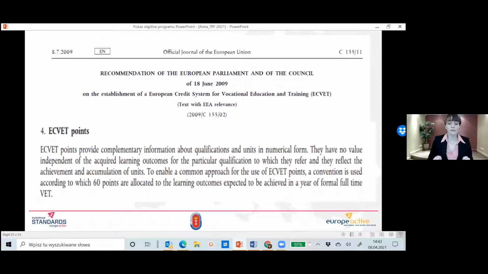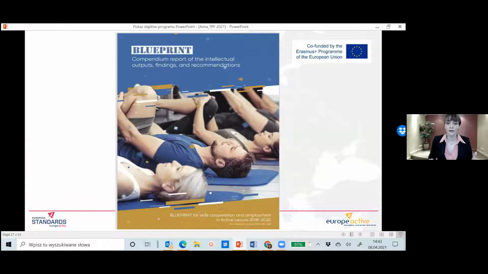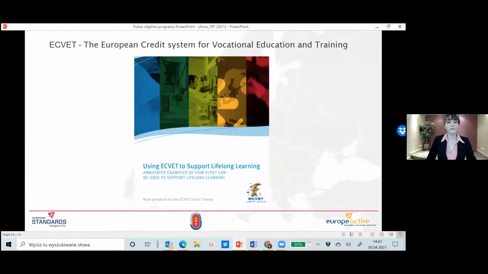And we want to use credit points, educational points, for example, from the recommendation from 2009 about ECVET credits. And in the Blueprint project, we have output 6, about application of ECVET and ECTS to new qualifications. And again, if you would like to know the whole procedure for the credit assignments, we have everything described in the final report of this project.